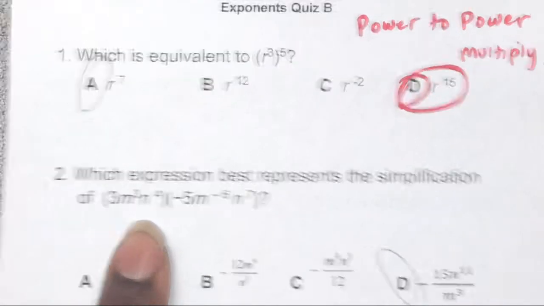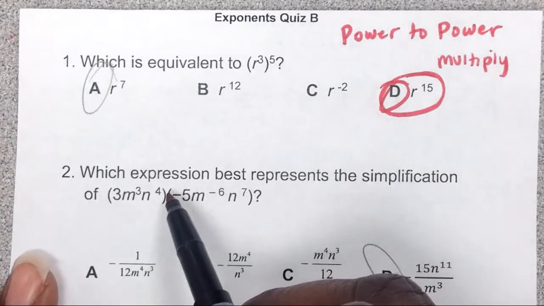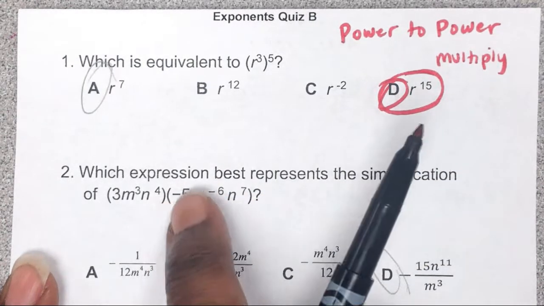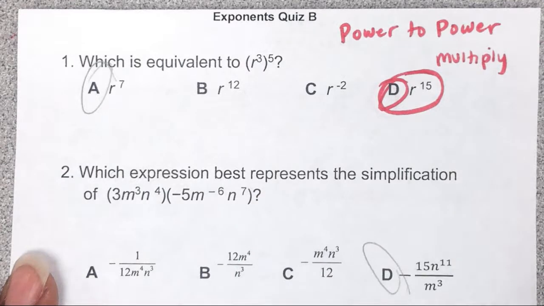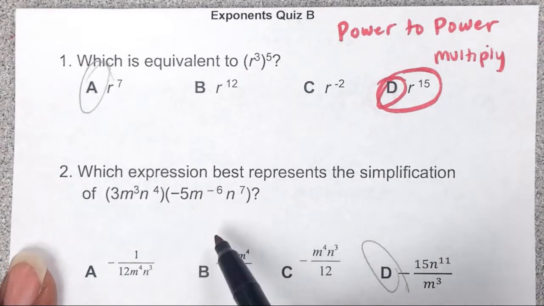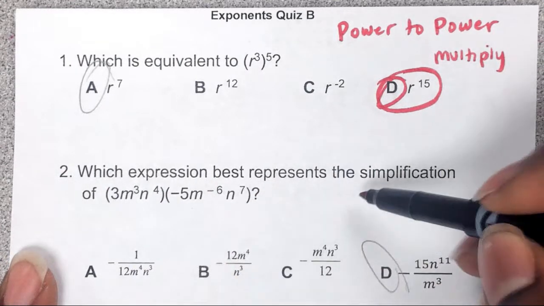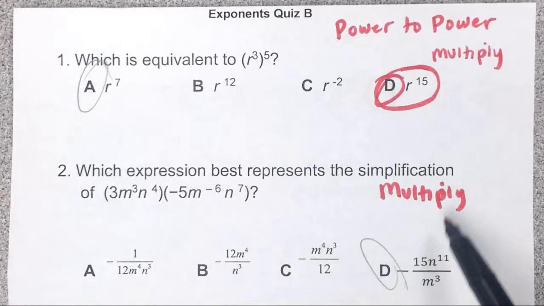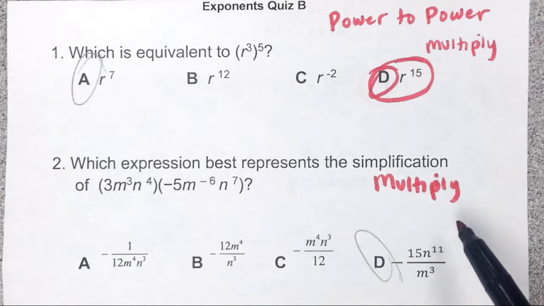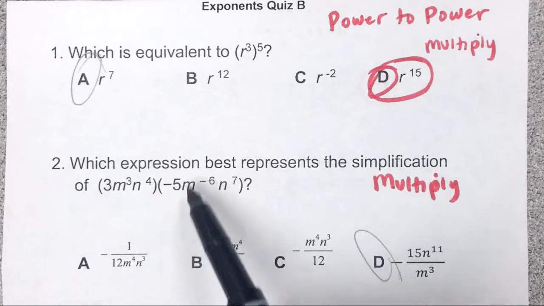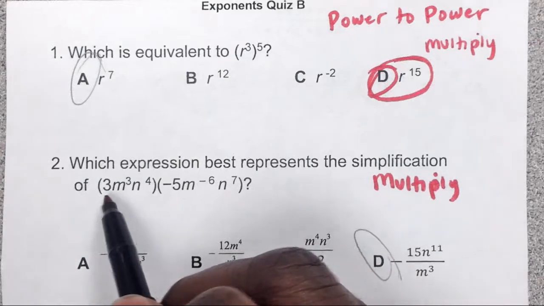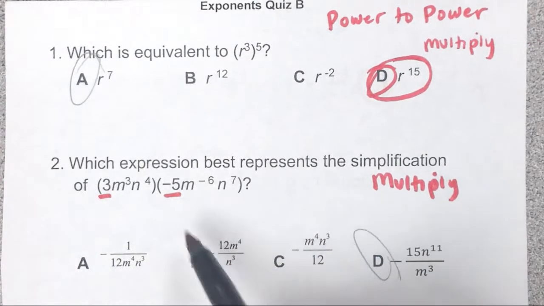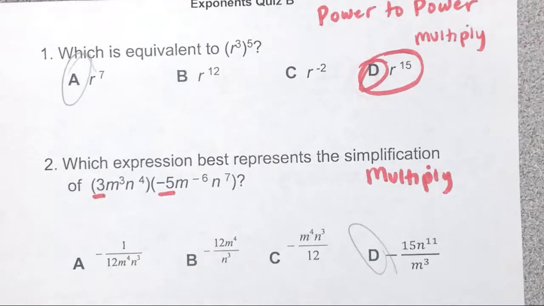That's the power to a power rule. Notice the difference between this one. Do you see a power on the outside of the parentheses anywhere? No. So this is no longer multiplying exponents. This right here is a multiplication problem. And the rule for multiplying, does that mean you're just supposed to go through and start multiplying all the numbers? No. We can multiply our coefficients. What is that going to be? 3 times negative 5. That gives me a negative 15.